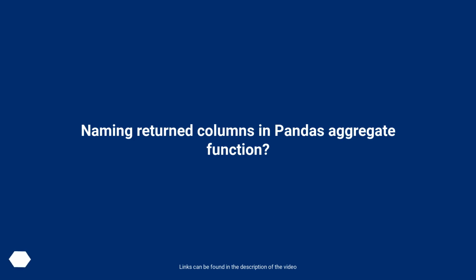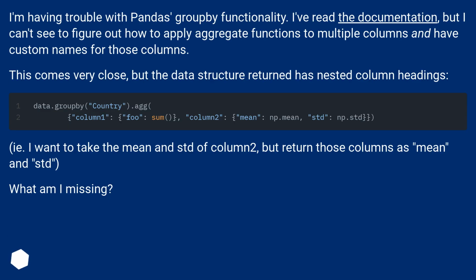Naming returned columns in Pandas aggregate function. I'm having trouble with Pandas groupby functionality. I've read the documentation, but I can't seem to figure out how to apply aggregate functions to multiple columns and have custom names for those columns.